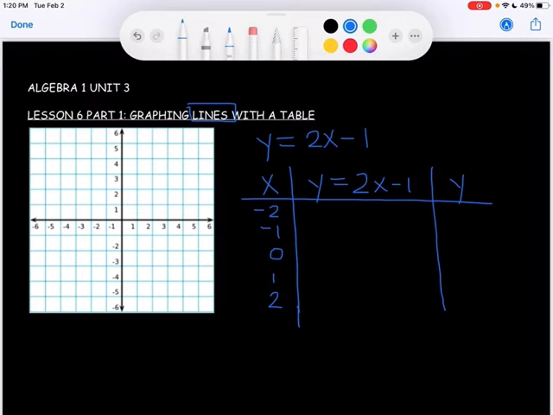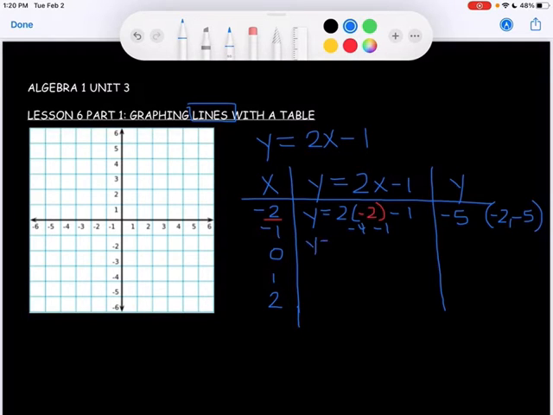All right, so what we're going to do is plug -2 in for x in this equation. So we get y equals 2 times, now we're plugging in -2 for that x, minus 1. So I get 2 times -2, which is -4, minus 1. And -4 minus 1 is -5. So that means our first ordered pair is -2, -5. And I'm going to keep doing this with the rest of the values.